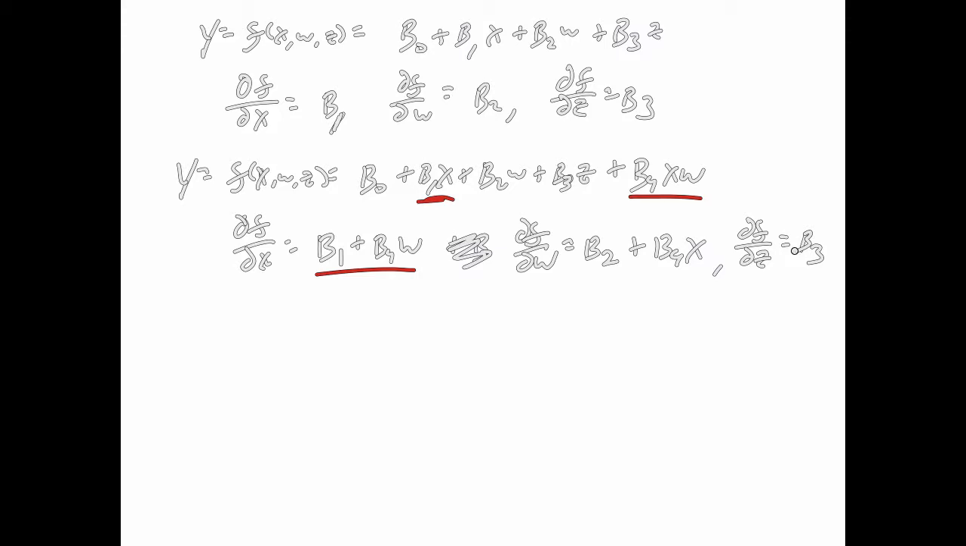Well, this means that the marginal effect of each of x and w on y depends on the other variable. So the marginal effect of x on y depends on the value of w at a given point. And the same thing for w: the marginal effect of w on y depends on the value of x at a given point. That's important because that tells you that the marginal effects are actually changing. They're actually variables themselves.